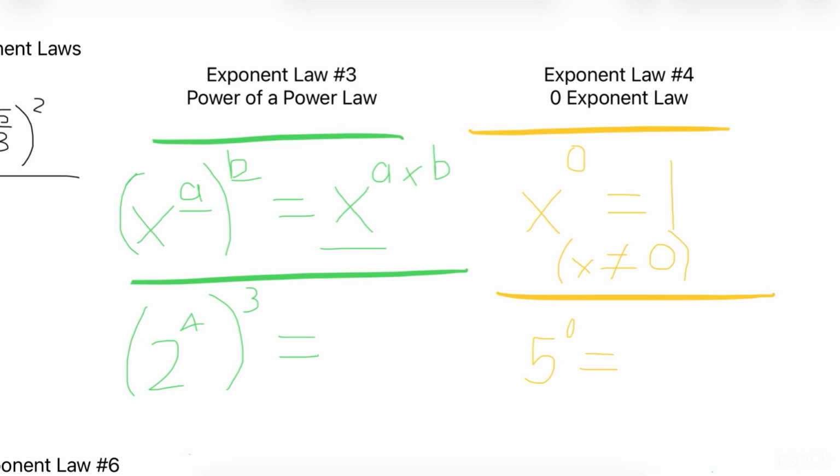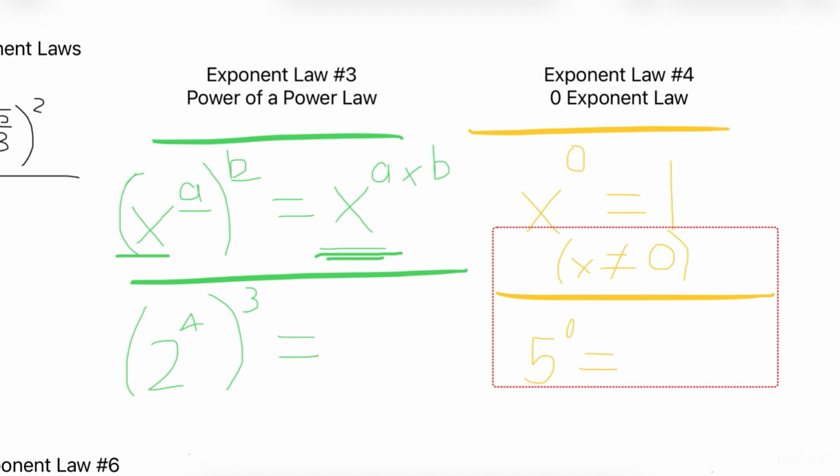Exponent law number 3 is called the power of a power law. And this law states that when you're raising a power to an exponent, you keep the base the same and you multiply the exponents together. So as you can see, x to the exponent a, raised to the b: you keep the base x the exact same, and you multiply a times b.